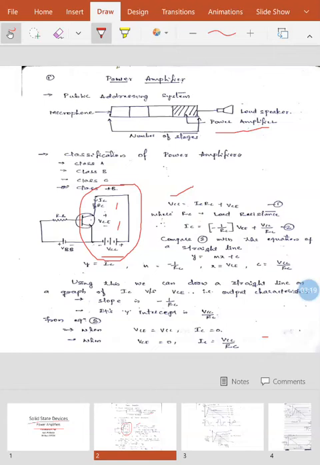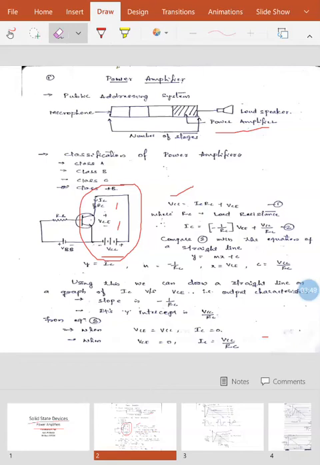Now let us derive it for IC. If you take ICRC on one side and VCC minus VCE on the other, we get IC equal to minus 1 upon RC into VCE, plus VCC divided by RC. Okay? Let us call this equation number 2.